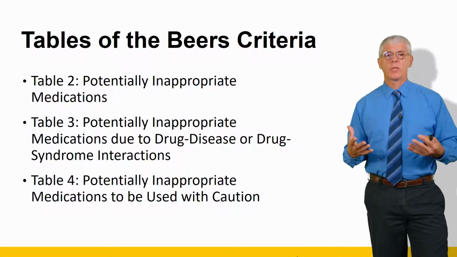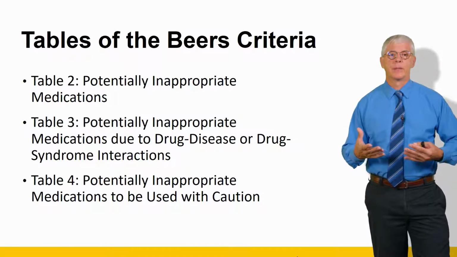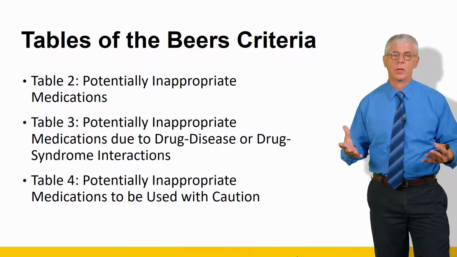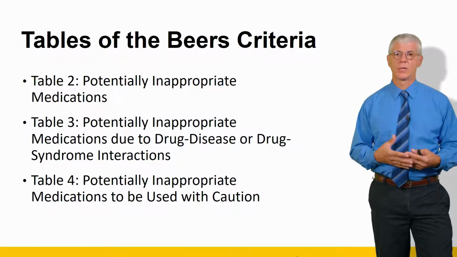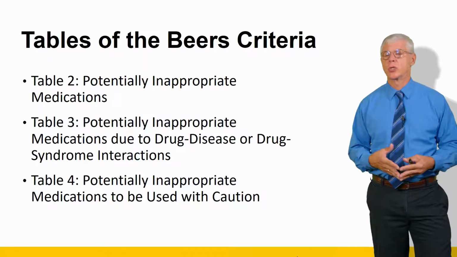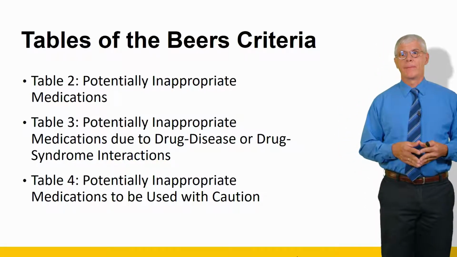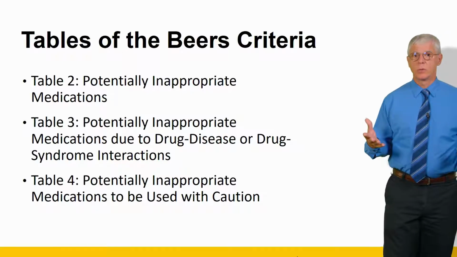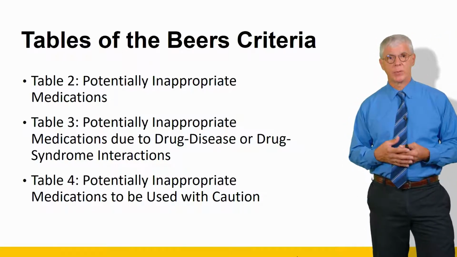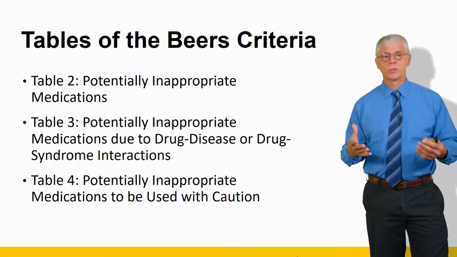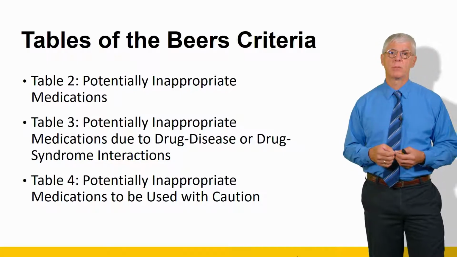So the Beers criteria is really not just a list anymore. Again, it started out as a list. It was just a whole bunch of medicines thrown together. Just, probably shouldn't be using these. It's now developed into a much more robust and useful tool consisting of a series of tables. And I'm going to go through some of those tables with you, the ones that I find most useful in my practice.